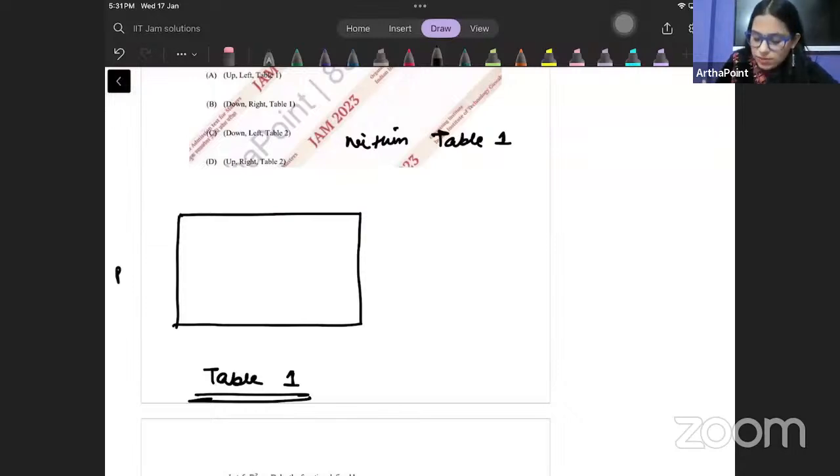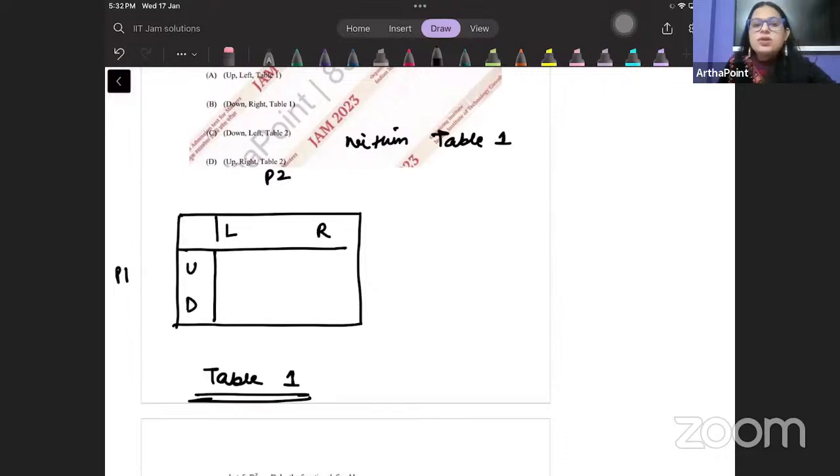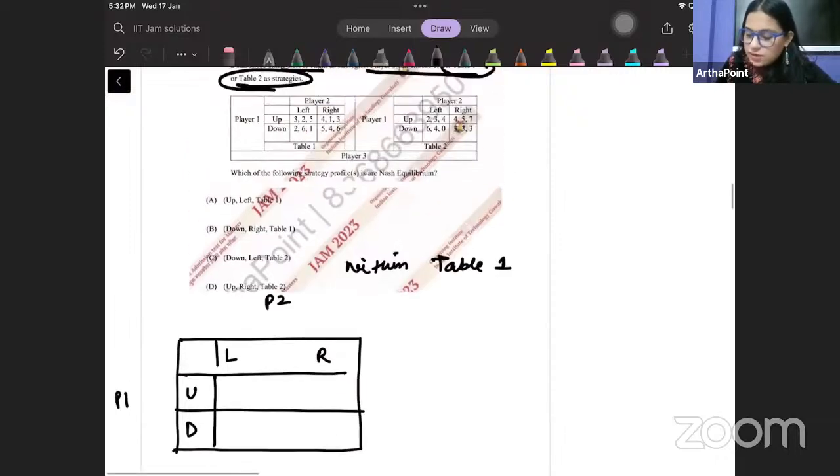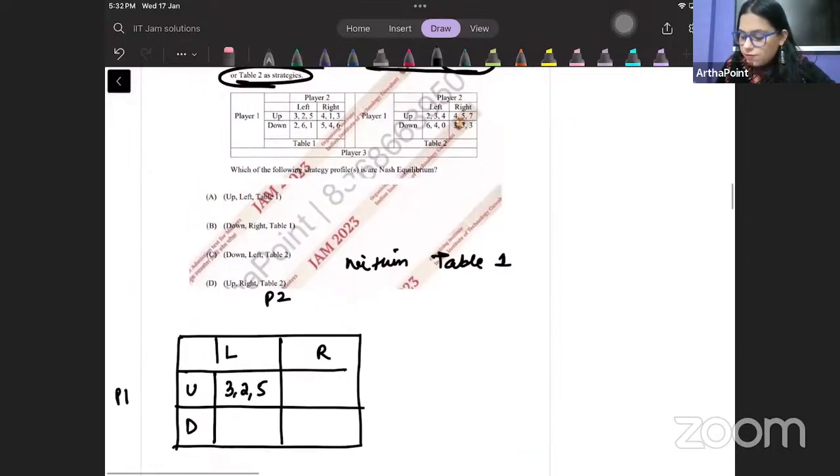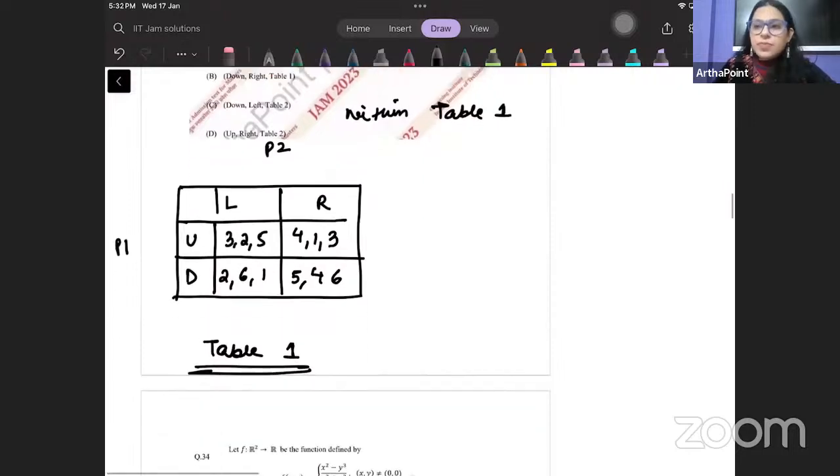So here you are given player 1. Here you are given player 2. This is left, right. And here you are given up and down. This is within table 1. And what are the payoffs that we are given? We are given 3, 2, 5. We are given 4, 1, 3, 2, 6, 1, and 5, 4, 6.